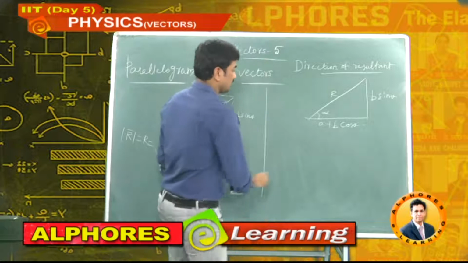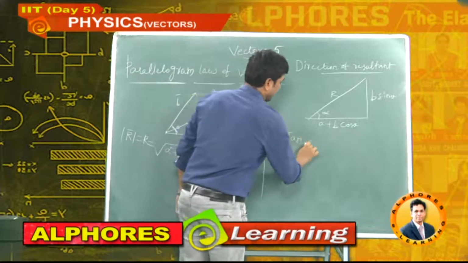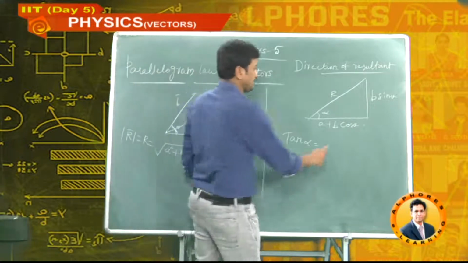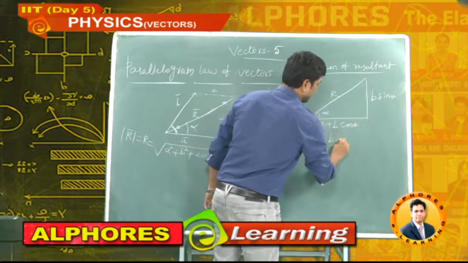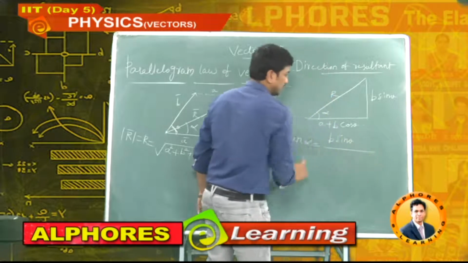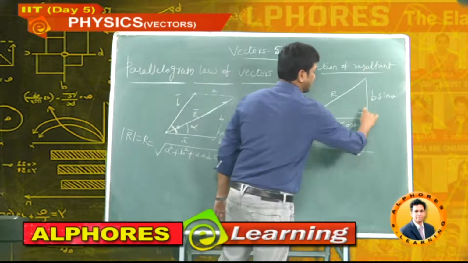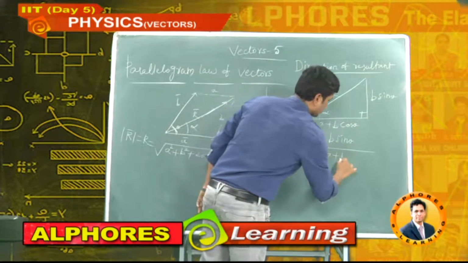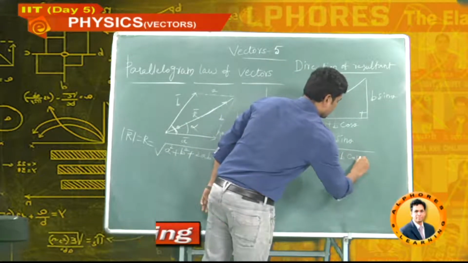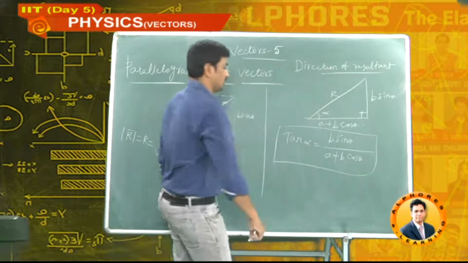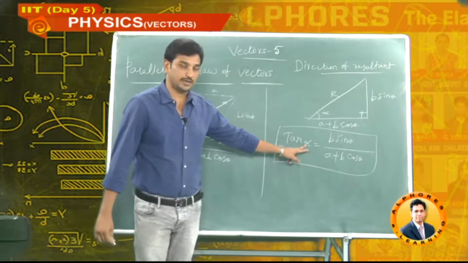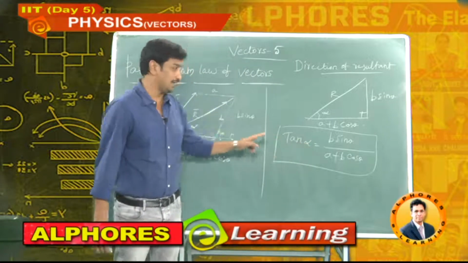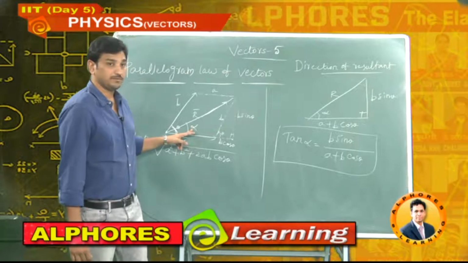Now tan alpha, what is tan alpha? Opposite side by adjacent side: opposite is B sin theta, adjacent side of this right angle triangle is A plus B cos theta. Alpha is the direction of the resultant, that is, the angle the resultant makes with A bar is alpha.